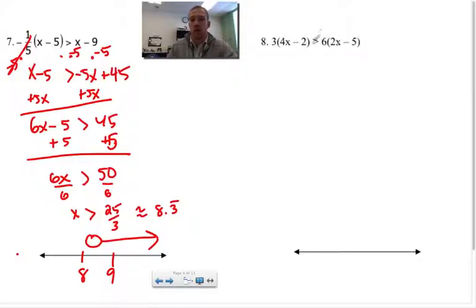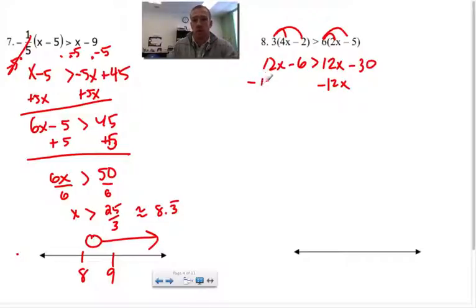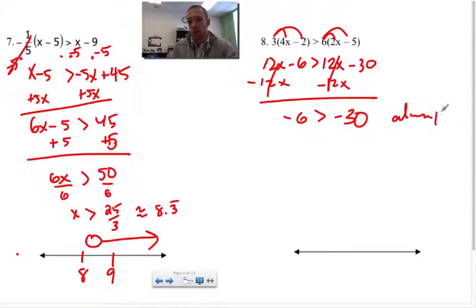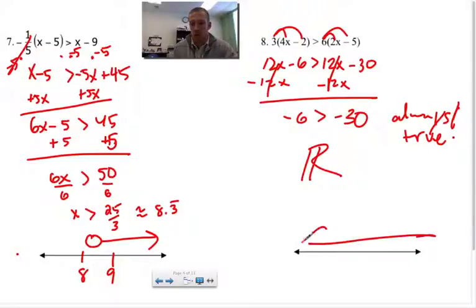Here we're going to have to distribute, then move terms. So we have 12x minus 6 is greater than, don't forget to multiply both terms, 12x minus 30. So I'm going to subtract 12x from both sides, and I get negative 6 is greater than negative 30. That has no variables left and is always true. So that means all real numbers are our answers here. So all real numbers is the correct answer there.